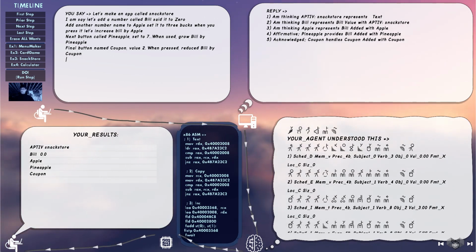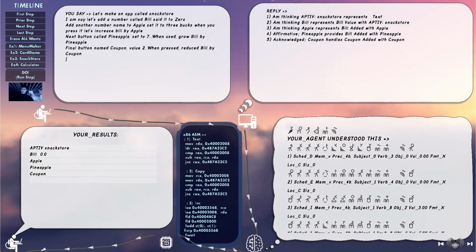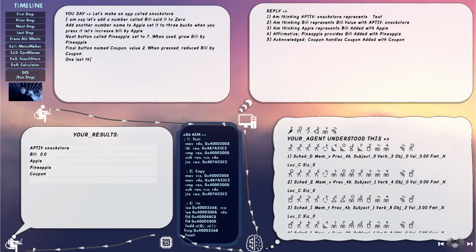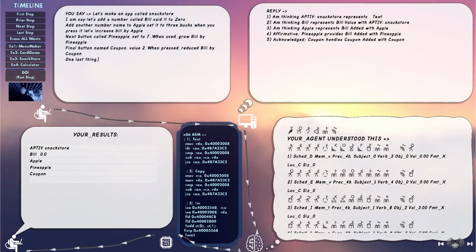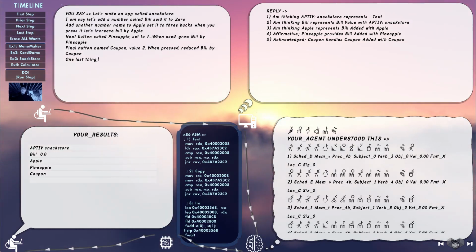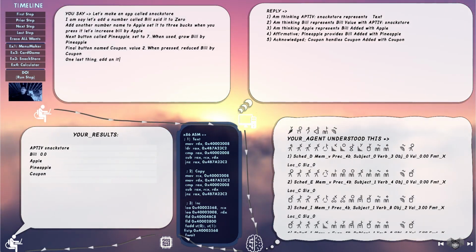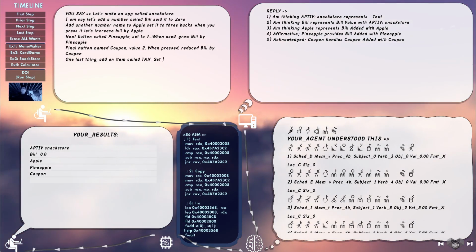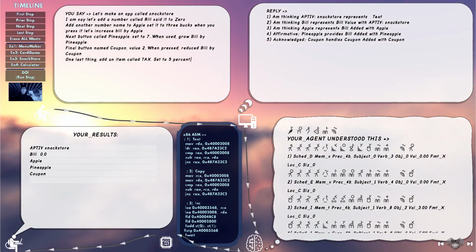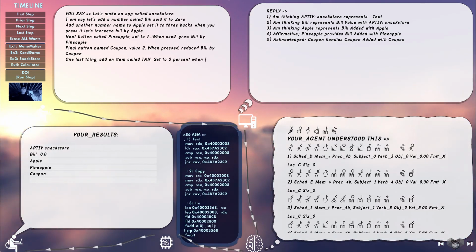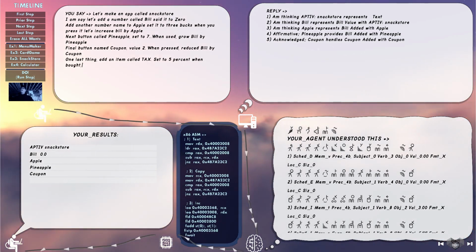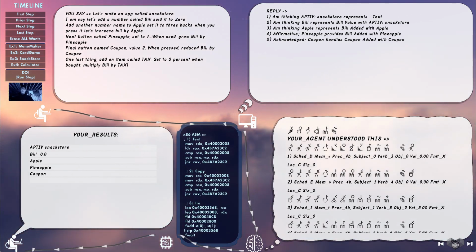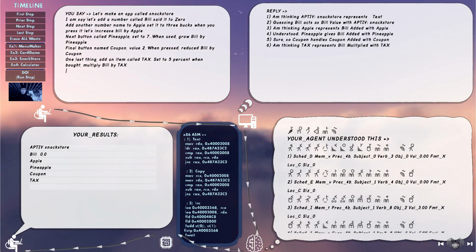Oh, and let's add tax, because there's very few sales places in the world that avoid that. So one last thing. So we have some sloppy English that's going to be parsed into a different symbol down here. Add an item called tax. Let's give it full caps. Set to 5%. When bought, multiply bill by tax. All right, let's try that out.